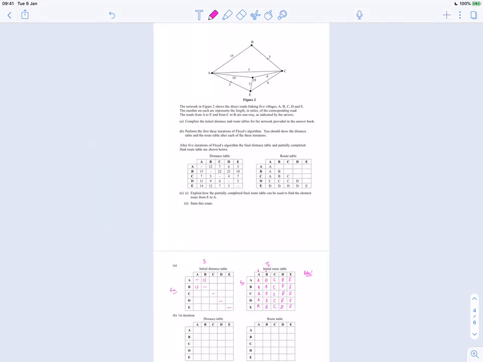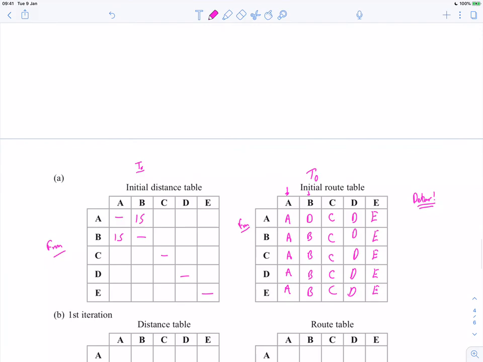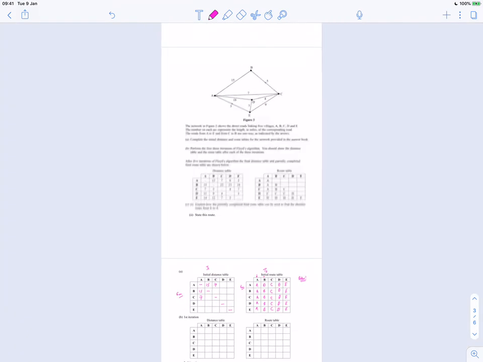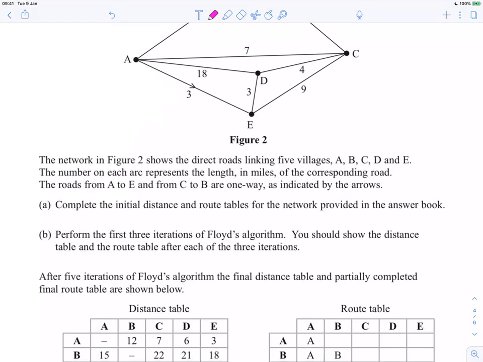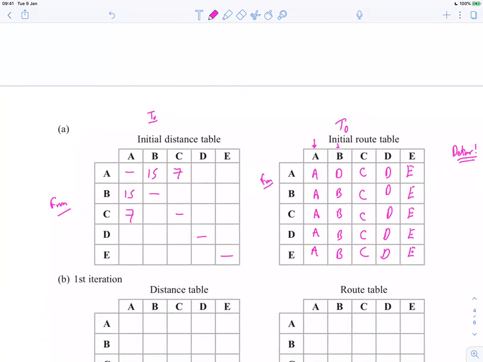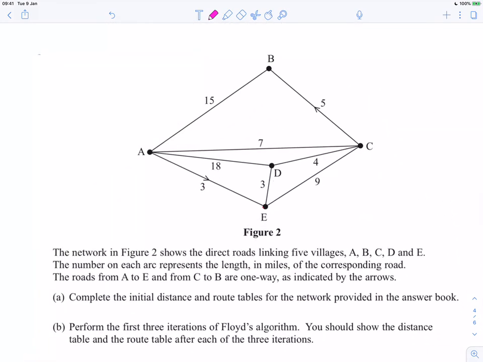What else is a two-way street? Well, A to C is 7, right? So A to C is 7 and C to A is 7 as well. And now A to D is 18, and that's a two-way street. So A to D is 18 and D to A is also 18. And then where's E? E is over here. Now notice A to E is 3, but E to A you can't do.